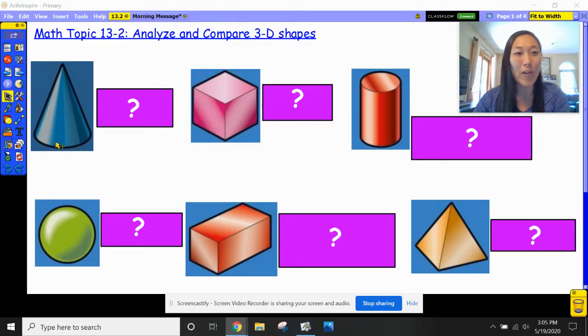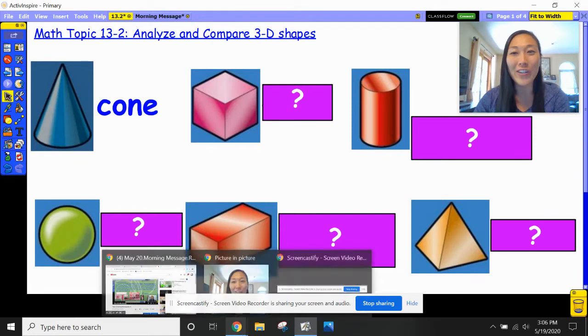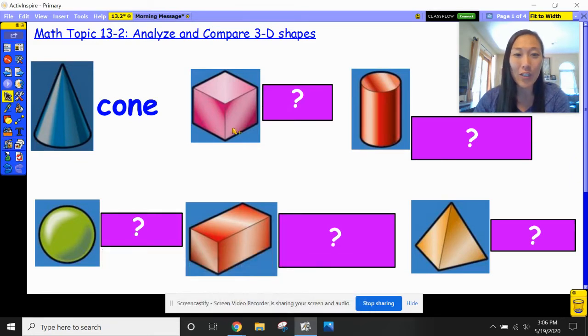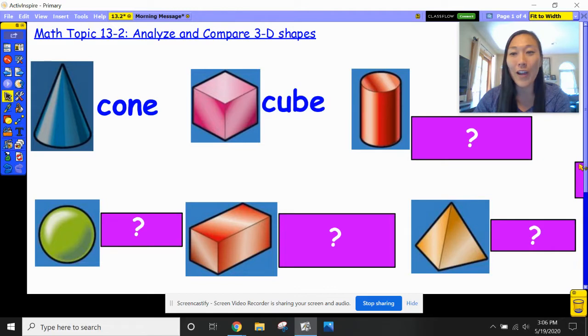Here is the first shape right here. Does anyone know what this shape is? It has one vertex and one flat side. If you guessed cone, you are correct. Here is the next shape. It has 6 flat sides and 8 vertices. If you guessed cube, you are correct.